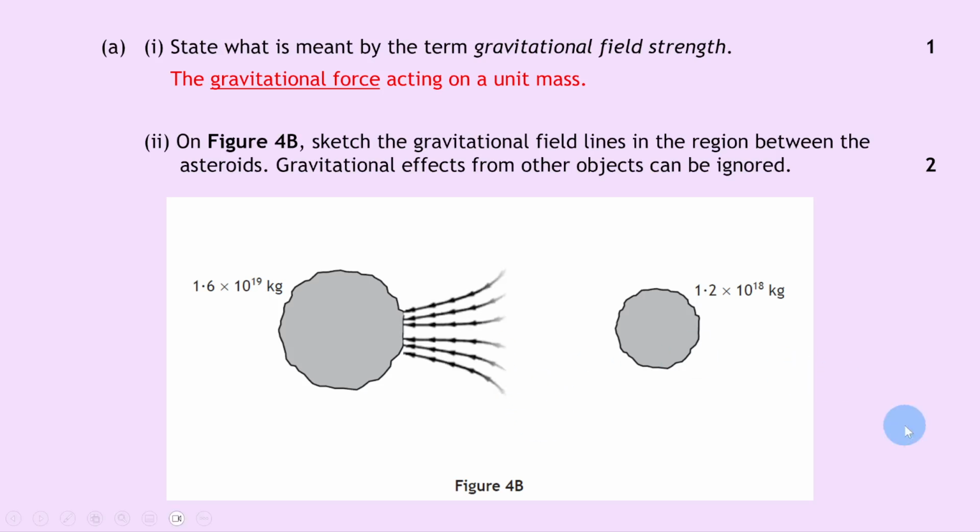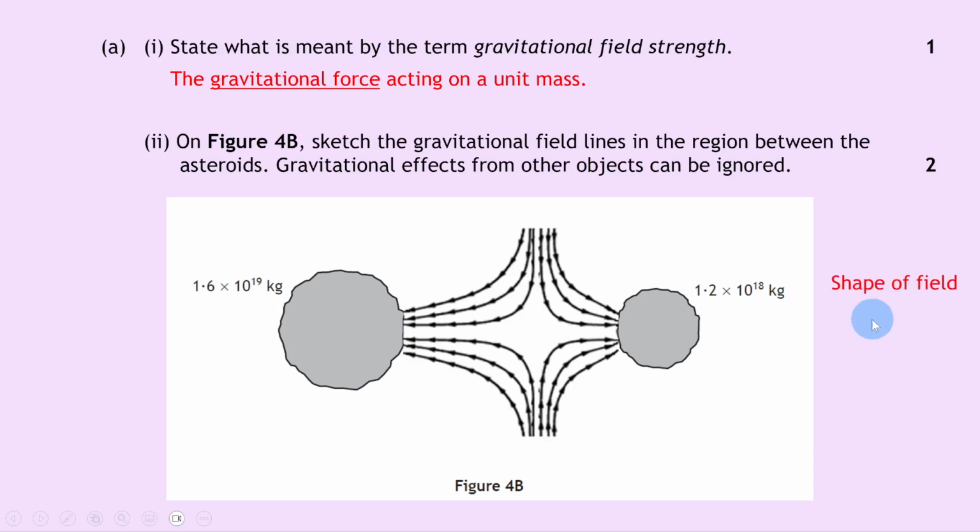So you'd want to sketch something like this, where you're getting one mark for the shape of the field and the direction of the field lines, where the direction of the arrows are going towards the two masses, and you get a mark for showing the skew towards the smaller mass. So the point where the gravitational fields will cancel out would be skewed towards the smaller mass. So at this point here, which is not directly in the middle of the two masses.